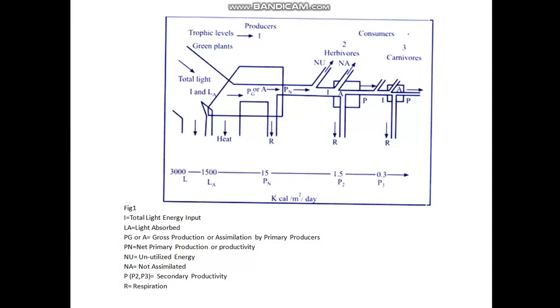So the 15 kilocalories of PN which reaches the herbivores will be assimilated by the herbivores, but part of it is again lost due to respiration and death in the herbivores. As the pipeline goes down, the amount of energy that will be available to the carnivores is 1.5 kilocalories. But on the way, again, you can see a small pipe showing upwards. That means unutilized energy is lost. So the amount that is assimilated by the carnivores is only 0.3 kilocalories of energy, as it is written P3.